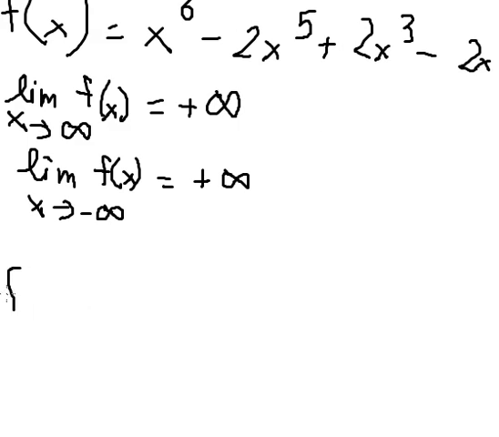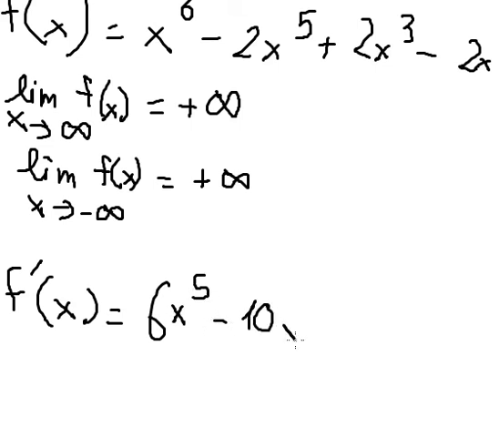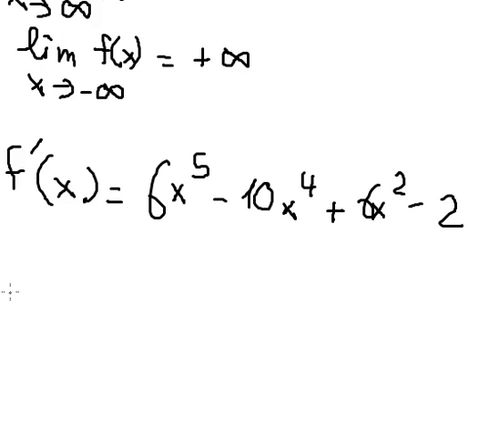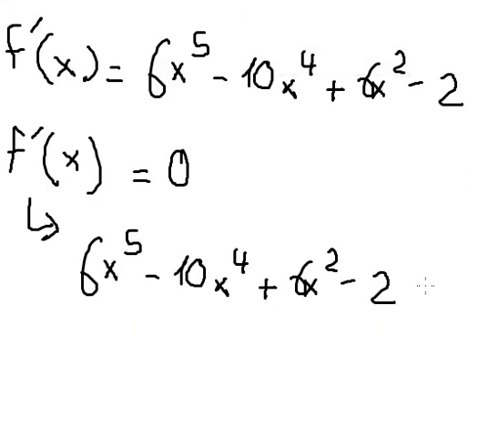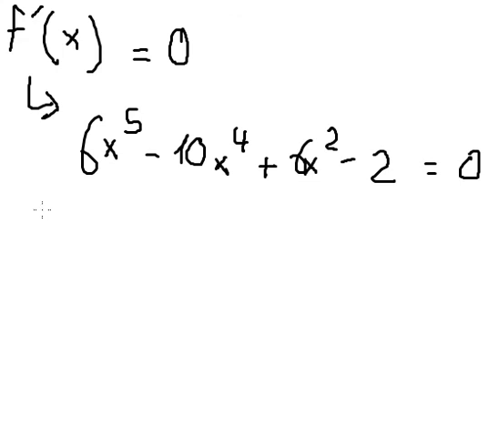Now we need to first find the derivative of the function. So this one we have 6x to the power of 5 minus 10x to the power of 4 plus 6x to the power of 2 minus number 2. So we need to find the critical points of this function in here. So that means this one equals number 0. So we divide both sides by number 2.